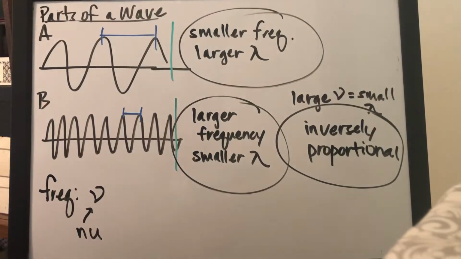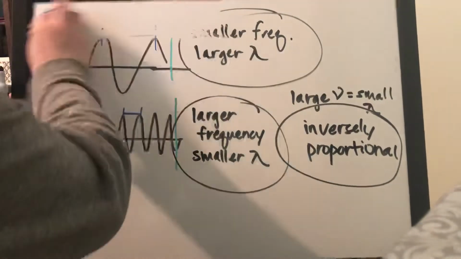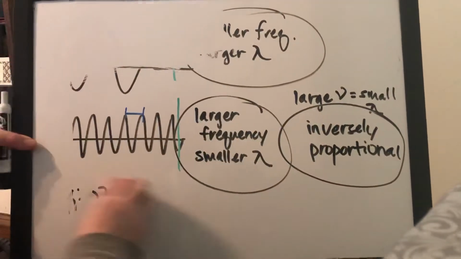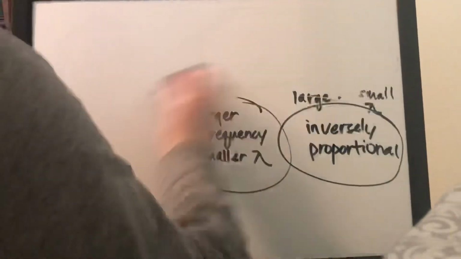Okay, so we know wavelength now, we know frequency, we know units of both. So now we're going to talk about the relationship between frequency, wavelength, and the speed of light. So this is kind of the second section on your notes down here.